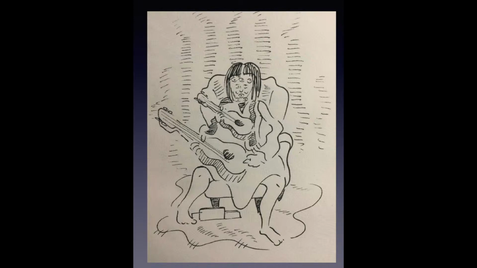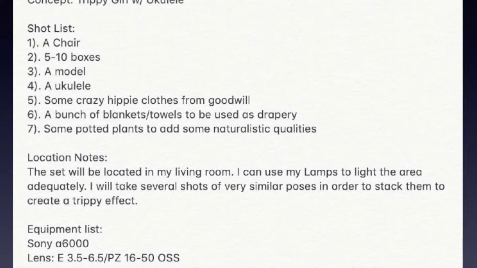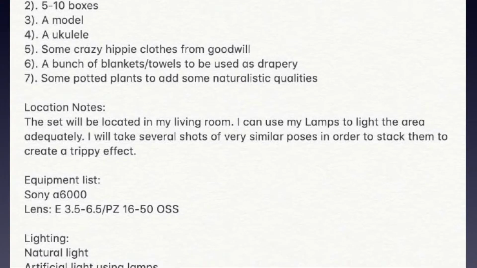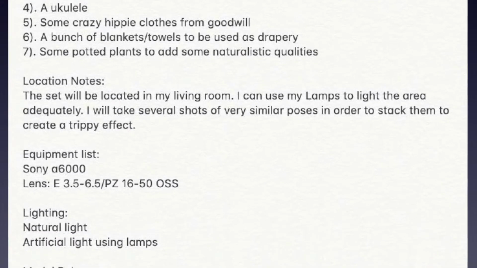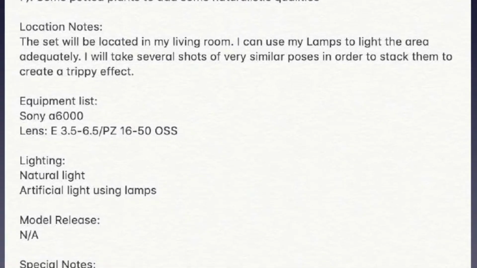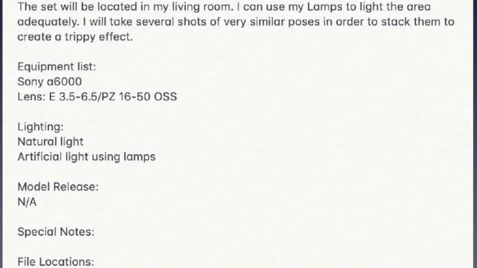Very first thing I did was do a pre-production sketch of what I was looking for, really basic. After which I made a shot diary. Shot diary, again, very basic. All the props that I just talked about. The location was going to be my house in my living room. And then the equipment I used was the Sony a6000 camera that I was gifted / bought, and the stock lens that came with that, and I used natural lighting.